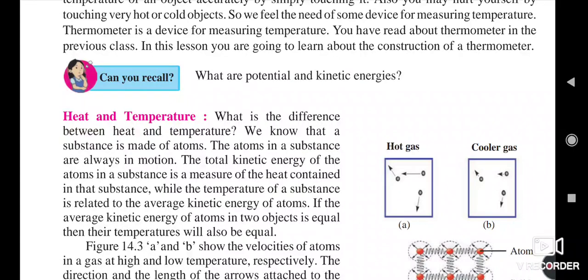Today we saw the sources of heat in this lesson: the sun, earth, chemical energy, electrical energy, atomic energy and air. These are the six points through which heat is released.